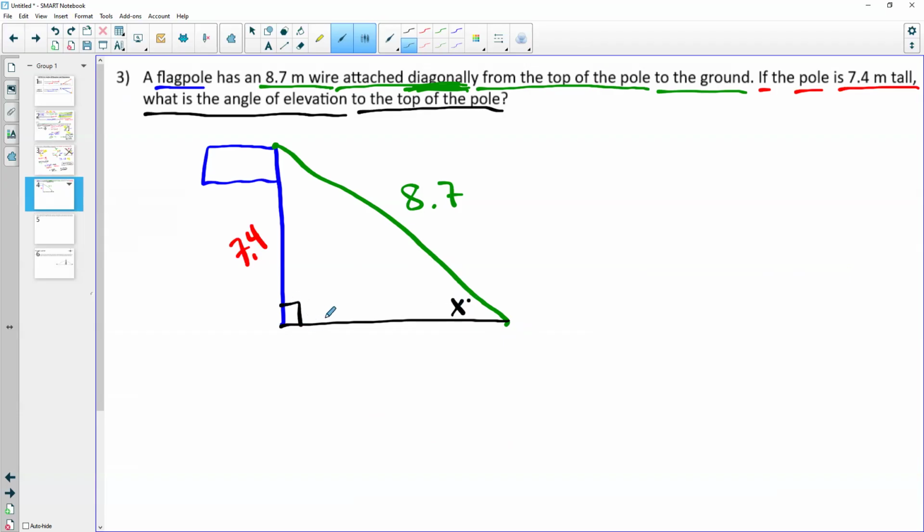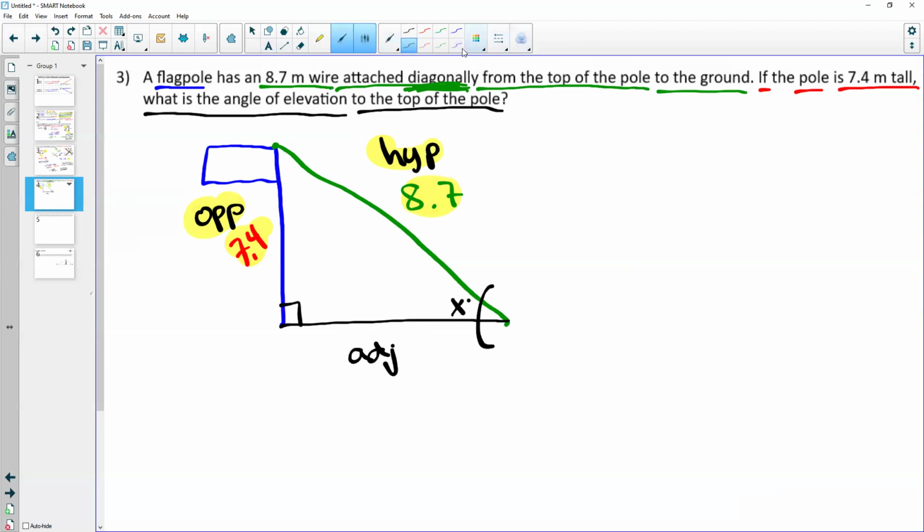It's supposed to be located here. And now we can start setting up our problem to use trigonometry to find this missing angle. So this is the angle of perspective we're looking at. The hypotenuse here is the 8.7. The 7.4 is the opposite. And then this would be the adjacent. What we have here is opposite and hypotenuse.